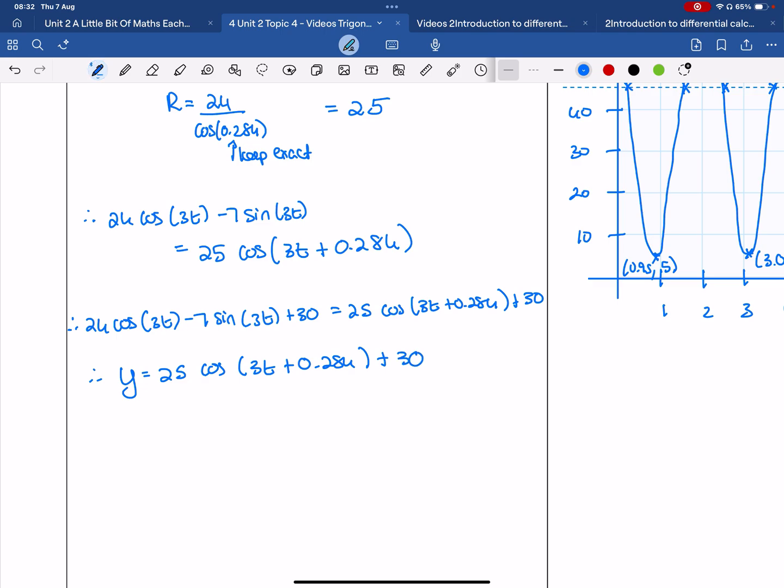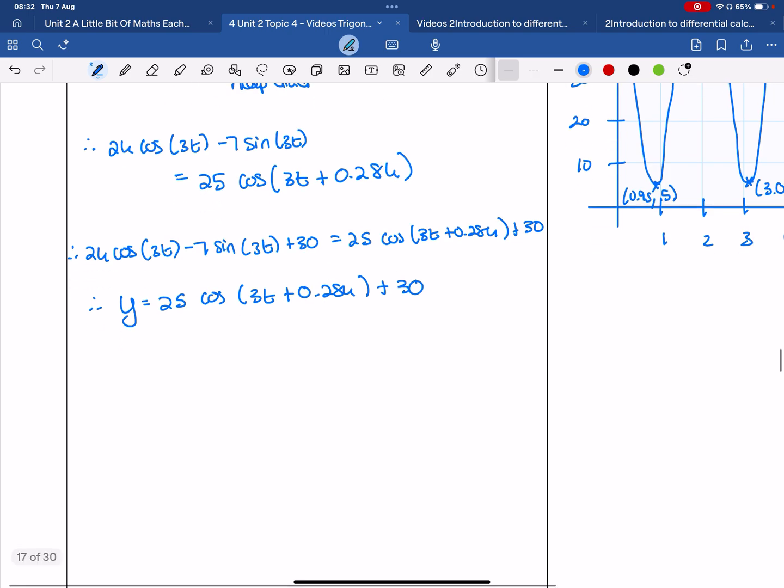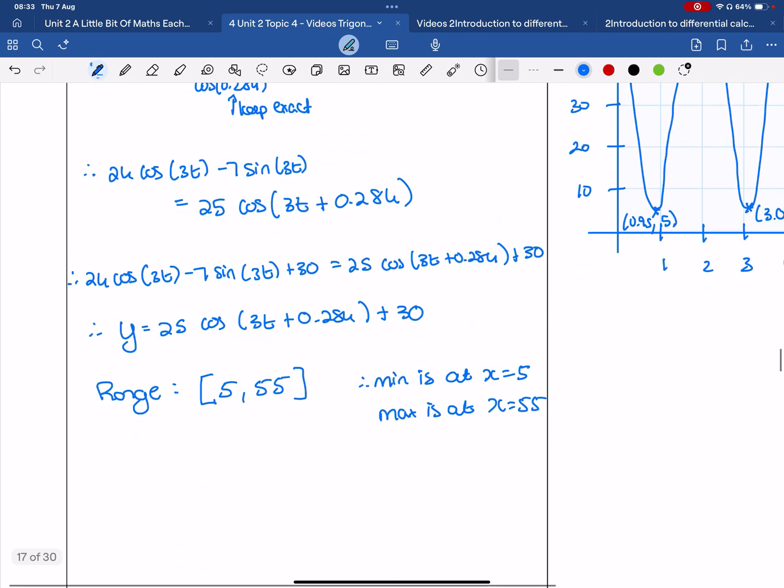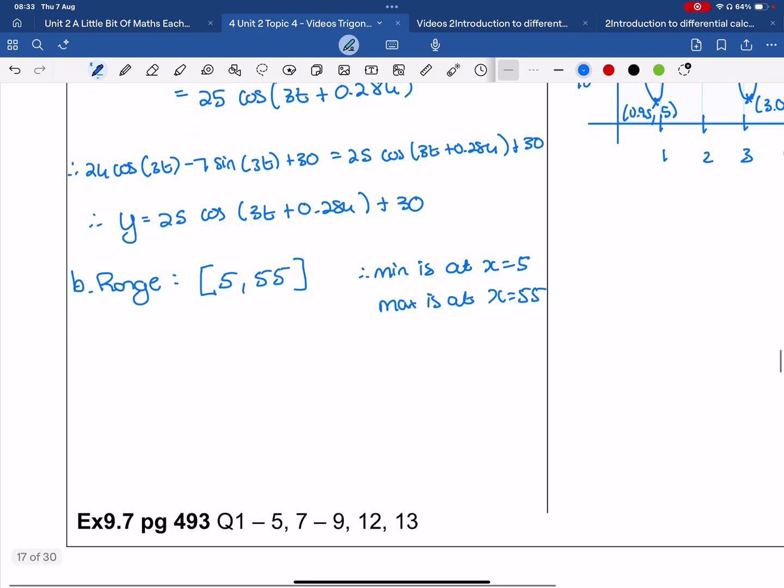All right. This thing's range is going to be 30 plus 25 and 30 minus 25, so from 5 to 55. So my minimum is at x equals 5 and my maximum is at x equals 55. Okay, I think we're on to B already. So that's to find my minimum and maximum, and it wants us to find the first time these occur.